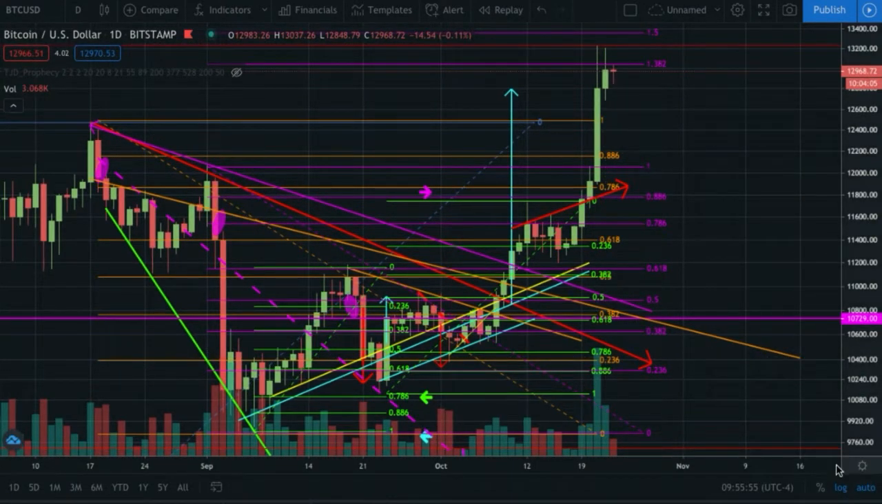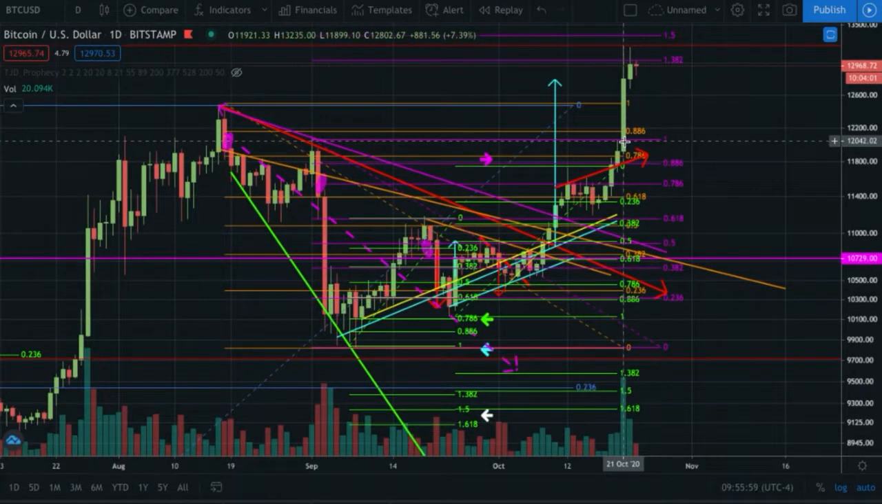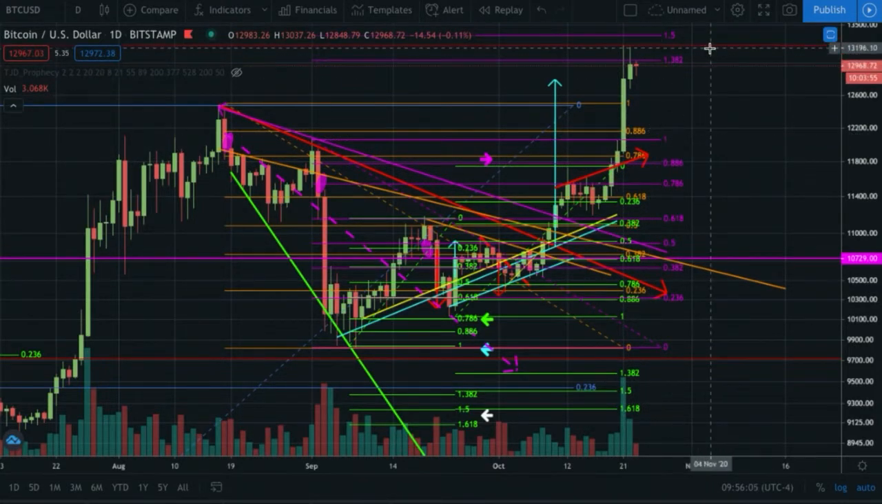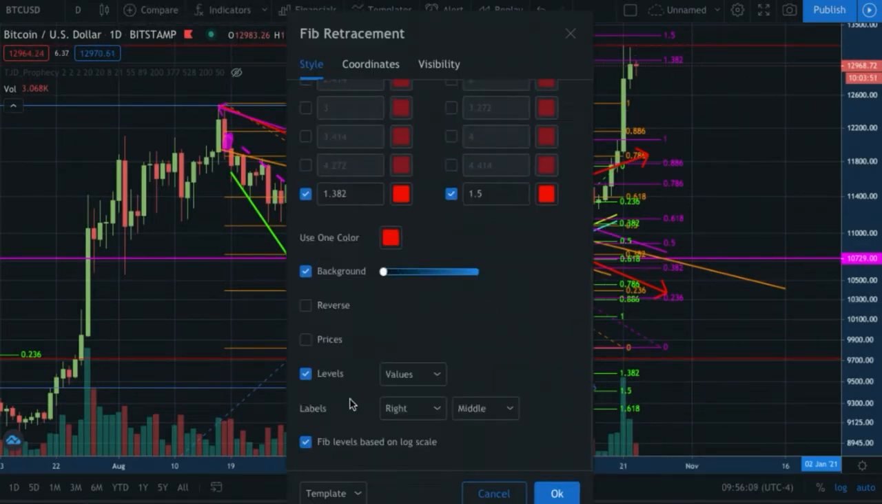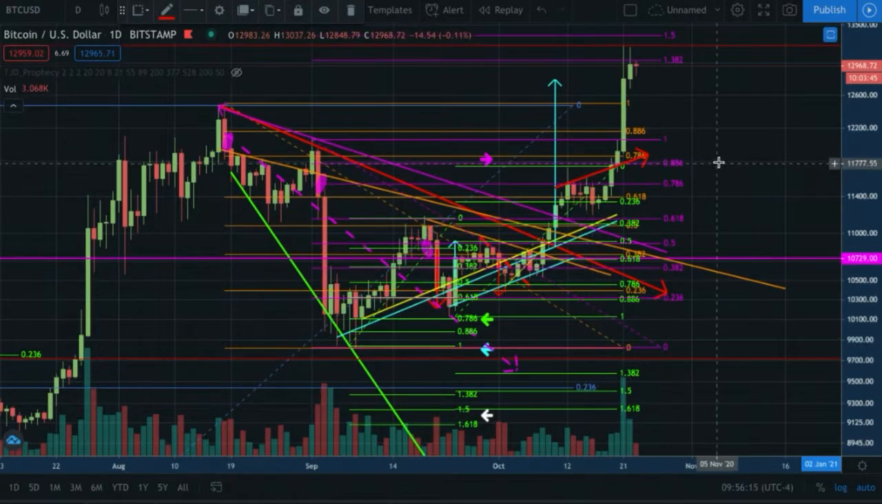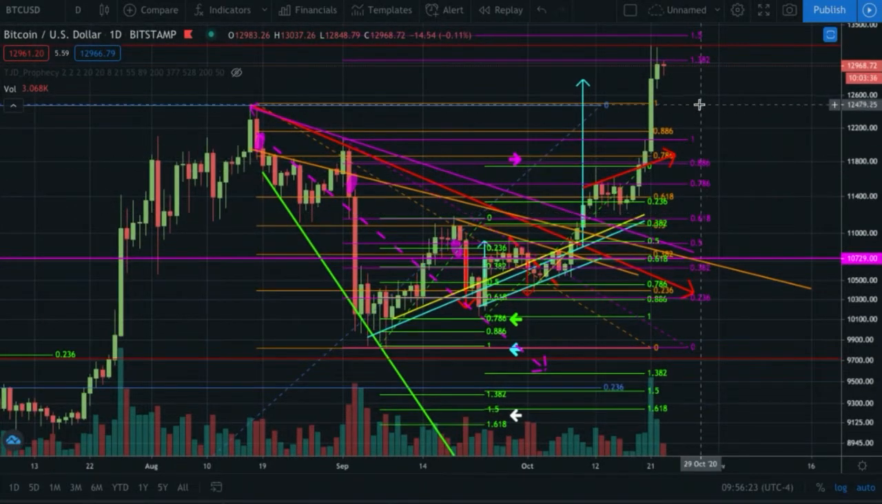And again, make sure that you're on log scale as well, or this is not going to make sense. Also, when you put your fibs on, make sure that the fib tool is based on log scale. If you double click on your fib, scroll down to the bottom and you'll see there is a click box that says fib levels based on log scale. If you are on log scale using fibs, make sure you click that as well, or your fibs are not going to make sense and your measurements will be off.